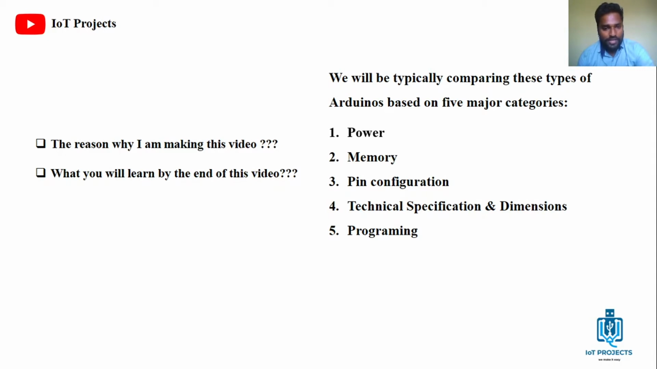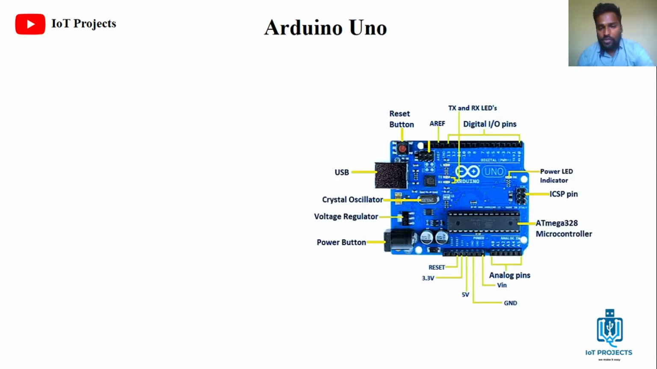Let's go to the second slide. First we'll start discussing the Arduino Uno. As you can see on the right side there is a schematic diagram of the Arduino Uno, and you can see there are so many pins. If you see this cursor, it shows the USB and power jack option. These two are the power options of Arduinos.